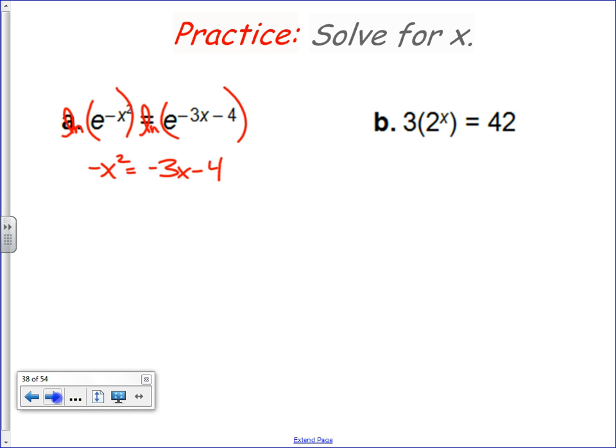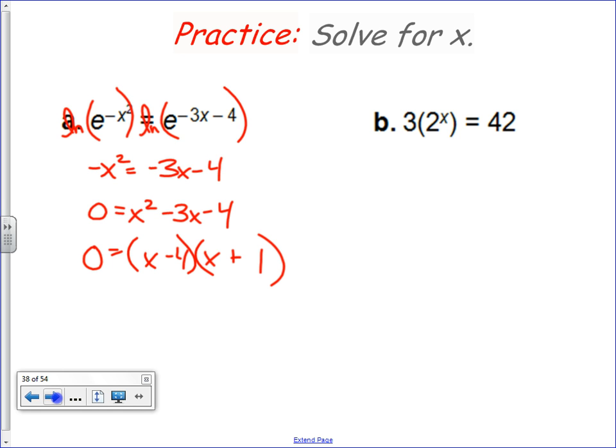Now guys, we know what to do, right? It's a quadratic, so I need to get everything on one side. So I can go ahead and move that over, and to solve a quadratic for its zeros, I need to factor. So I have x, I have x, I have -4, I have +1. Good? So x equals. Can I have more than one answer? Of course. Should I maybe always quickly double check that it works?